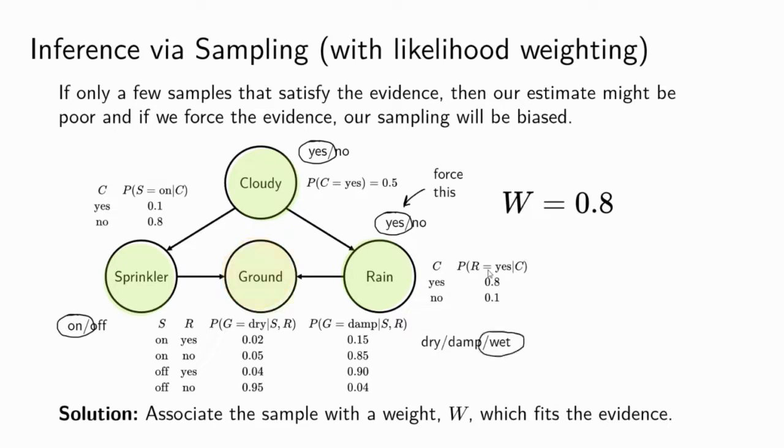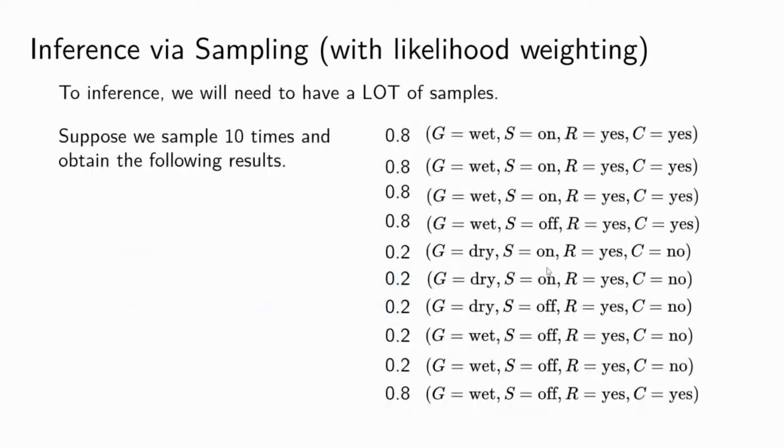And we're going to keep doing this every time we sample, and this time around, you will get a whole bunch of samples, but each sample will now also come with a weight. And now what you see is that all of the samples match the evidence. Why? Because we forced it to, right? Of course they will.